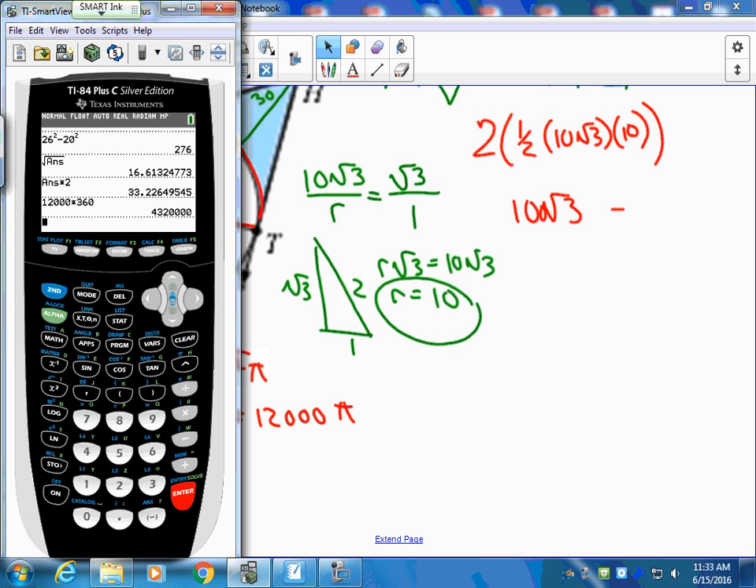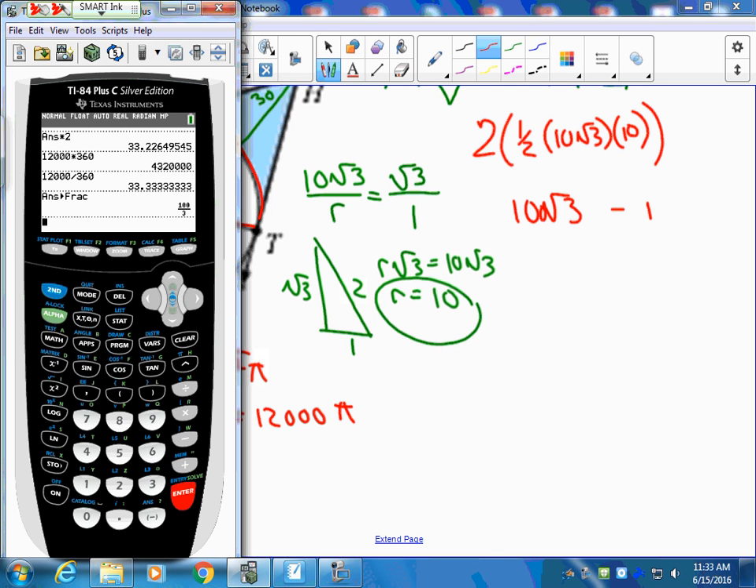Let's try that again. 12,000 divided by 360 equals 33.33. Okay, remember we can always convert that to a fraction, or we can use the decimal value. Okay, so we have 100 thirds pi. Okay, so remember, if you're dealing with a sector, you always are going to have that pi value as a part of your answer. So our answer here is 100 times the square root of 3 minus 100 pi over 3.